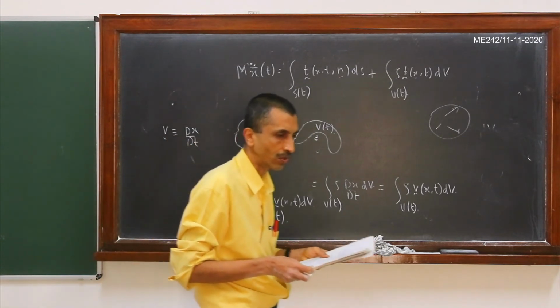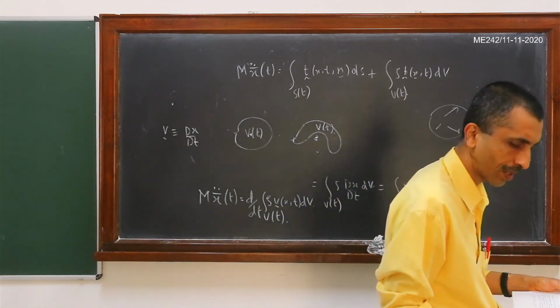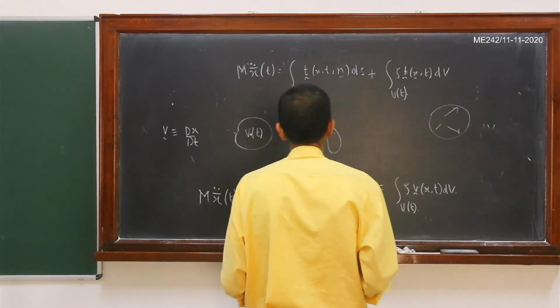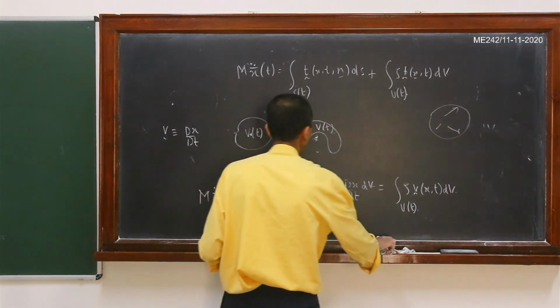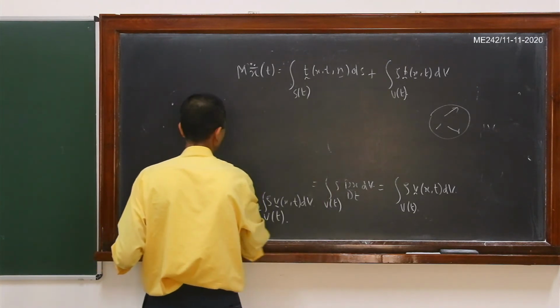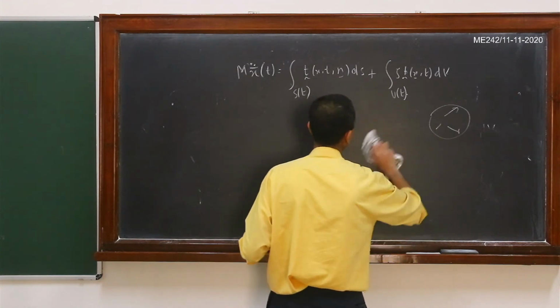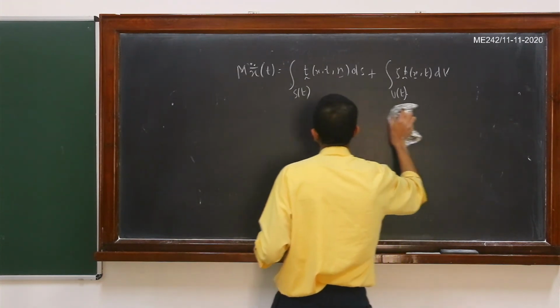Okay, so this is regarding the balance of linear momentum in terms of the center of mass of the material volume. Fine.